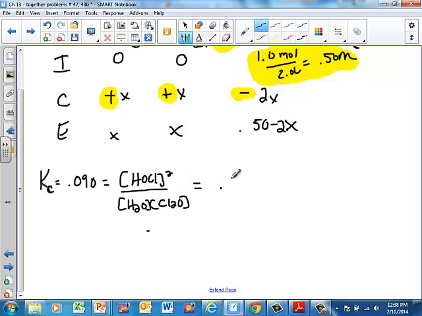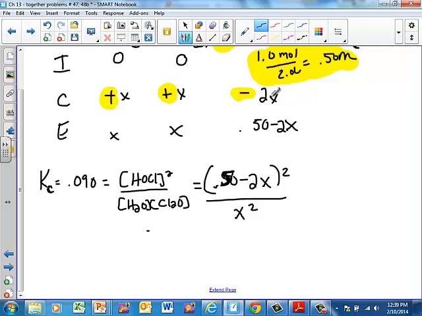So if we look at these, we're going to have 0.50 minus 2x, squared, over x squared. Heaven forbid I not make a mistake on this stuff. Now you might be looking at this going, oh man, this isn't small enough, we can't subtract it. Well, that's just ugly. Well, yeah, we could do the quadratic formula. If you want the quadratic formula, go ahead and do it.